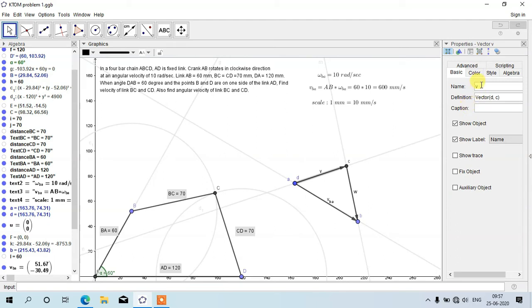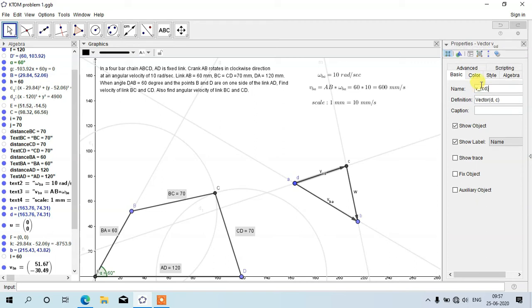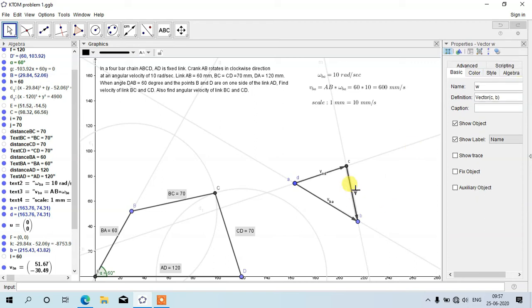Let's rename this vector. This is velocity of point C with respect to D, and this is the velocity of point B with respect to C.